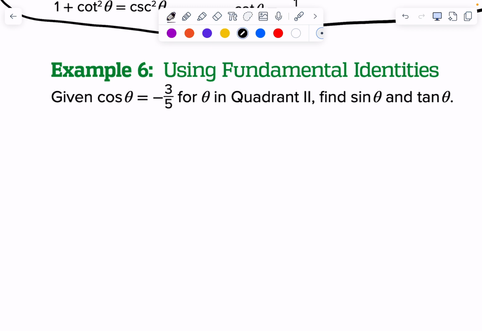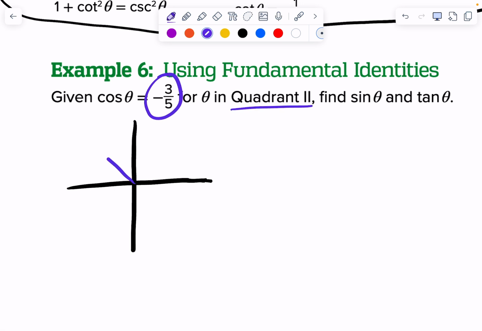All right, let's draw a picture. Example 6, last problem. They tell you what cosine is. They tell you quadrant 2. I'm going to draw a thing in quadrant 2. Here's my angle theta. Here's my right angle. Cosine is what over what?